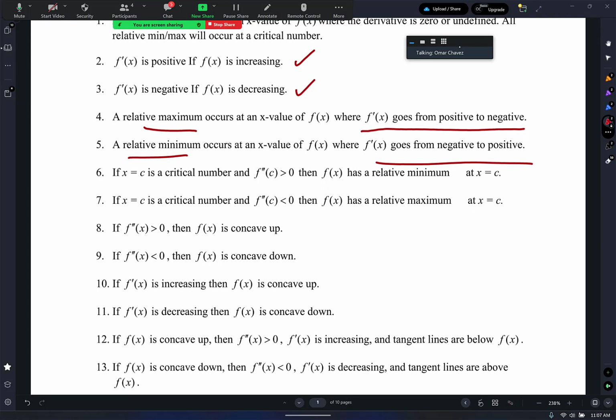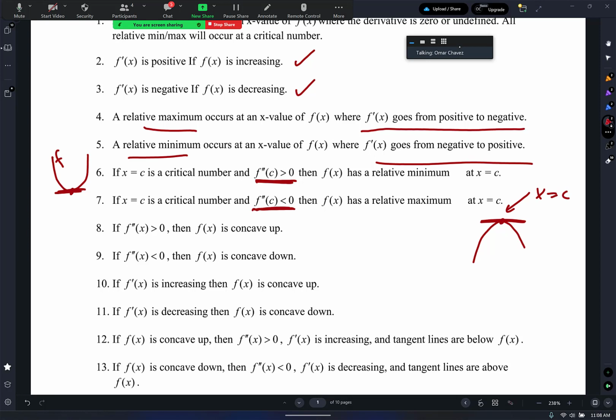If you have a critical number and you are concave up at that critical number, then that's a min. For an example, let me do something like this. That's concave up. Here's a critical number because my derivative is 0. Notice that that critical number is a minimum. That's number 6. And then if x equals c is a critical number and f is concave down, then f has a relative max. Here's a visual. I have a critical number at this coordinate, there's my x equals c, and that is definitely a max because you're concave down.